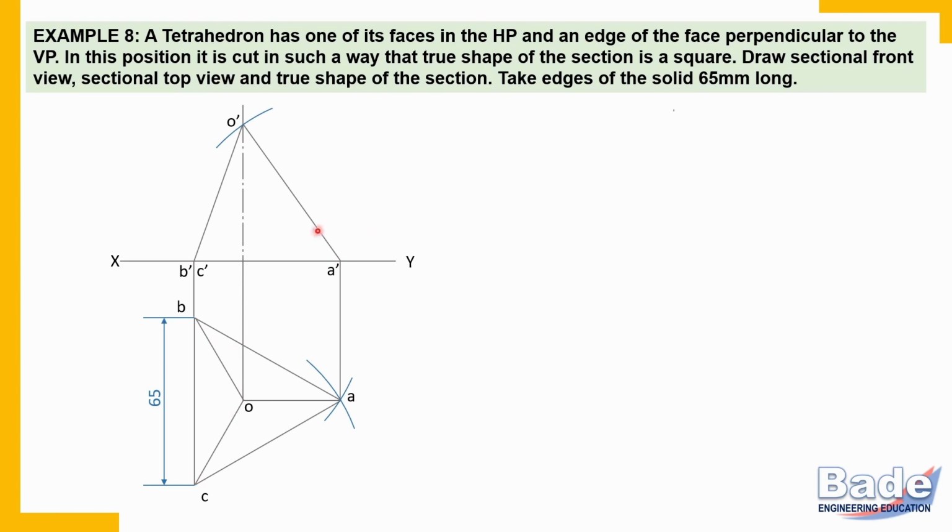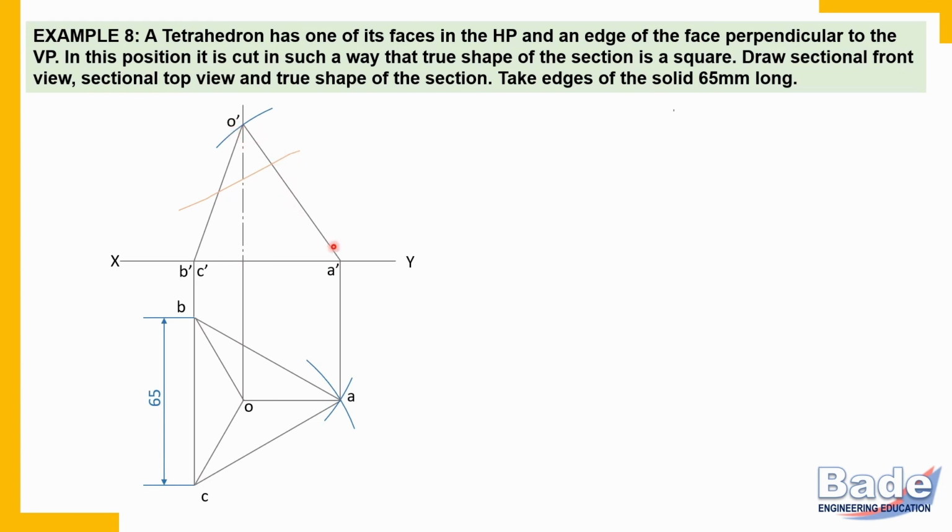So these are the views of the object in the given position, and now let's locate the cutting line. In this position, it is cut in such a way that the true shape of the section is a square. So now the true shape of the section is given and we are asked to locate the cutting plane. Now if we draw the cutting plane in this manner, is it possible that we'll get a square or at least a shape with 4 corners? Let's check it.